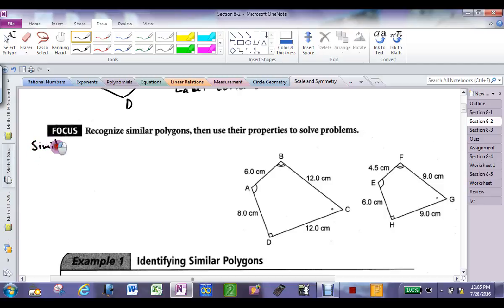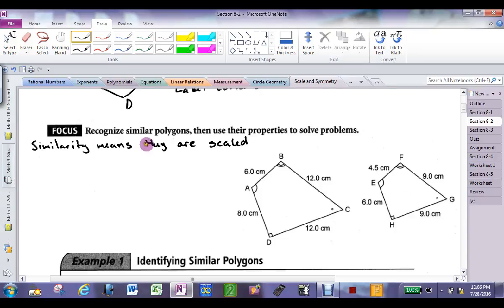Similarity means they are scaled. So you all know that one of these is a reduction of the other one, if they are similar. Now you can look at this and see that all the angles or all the distances are smaller. So it looks like it might be a reduction, but it might not be a similar reduction. Okay? Everybody with me? All right.